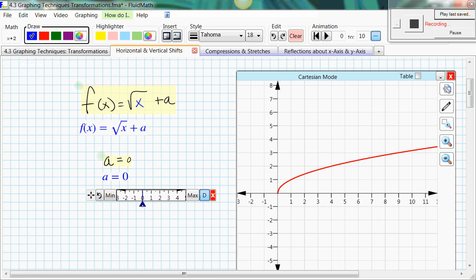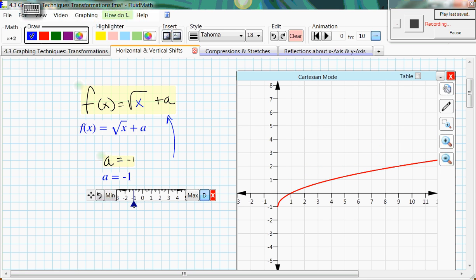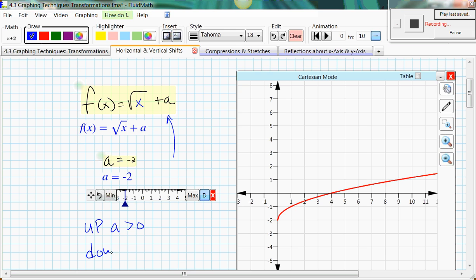As I move a to the right, if I increase a, if I add 1, notice my graph moved up. If I add 2, my graph moves up 2 units. If I add 3, it moves up 3 units. So it seems like when you add a value to the end of a function, it moves it up. What if I add a negative value? I go back to 0 here, and if I go to negative 1, of course the graph moves down. Negative 2 moves down. So if I'm adding anything to my function, it's going to move it up or down. Up if a is greater than 0, and down if a is less than 0.